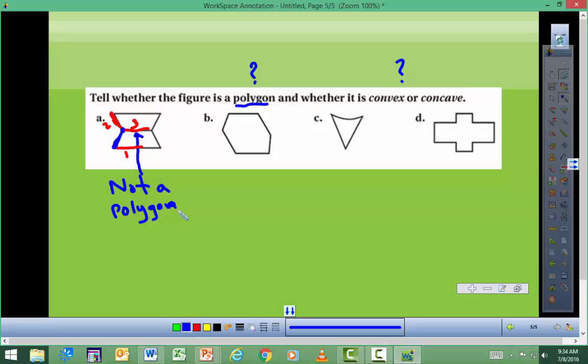Well, let me spell that right. Polygon. So it's not a polygon because of that middle segment. If you took that segment out, it would be a polygon. So anyhow, here we have a simple one.